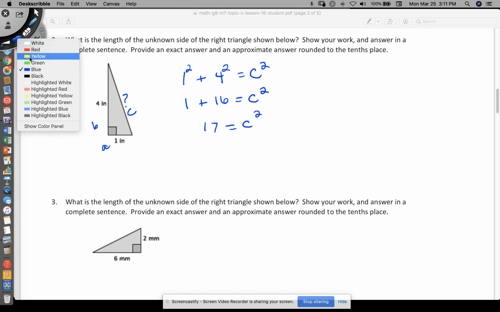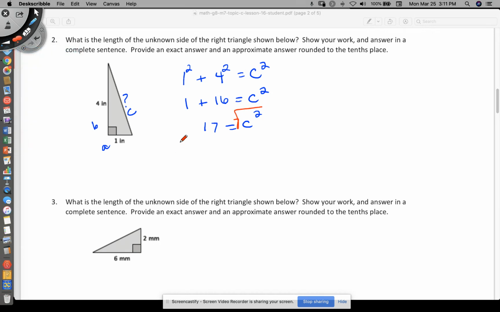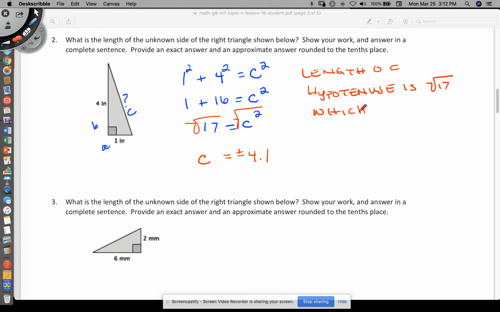And if you remember, we're going to square both of these. So I'm going to take the square root of that, square root of that. And when I square root a square, I'm left with just the C. And the square root of 17 is going to give me plus or minus 4.1. So we can say the length of the hypotenuse is root 17, which is about 4.1 inches. And that's your answer there.